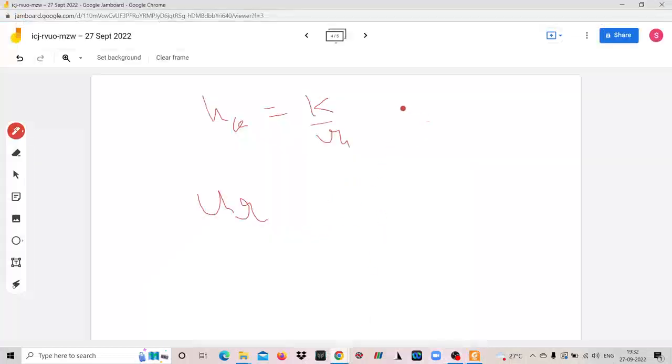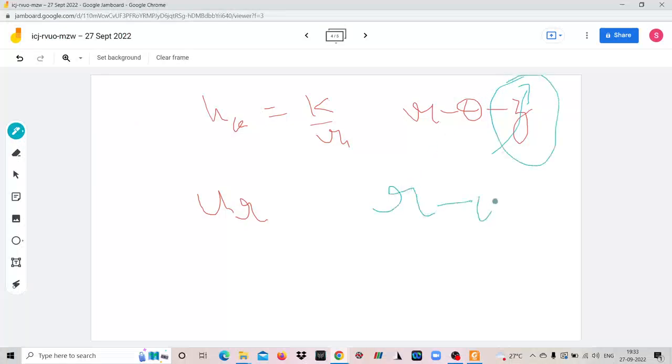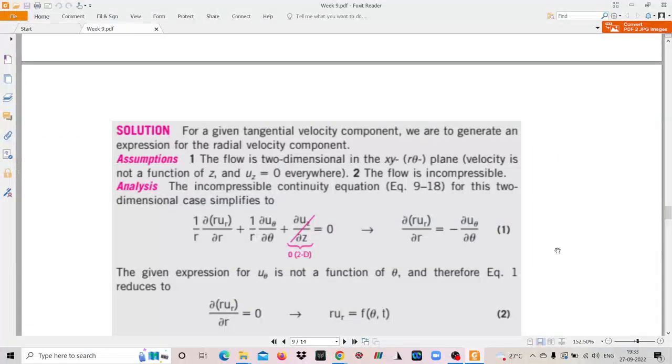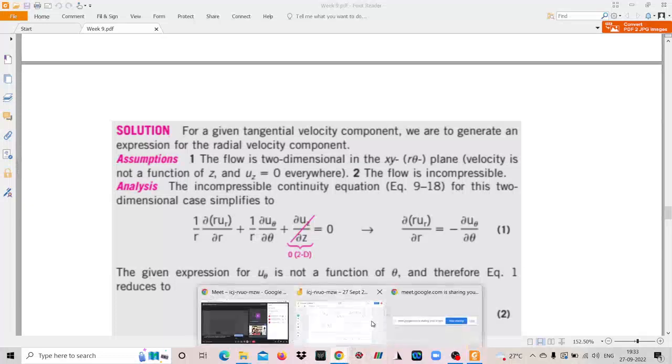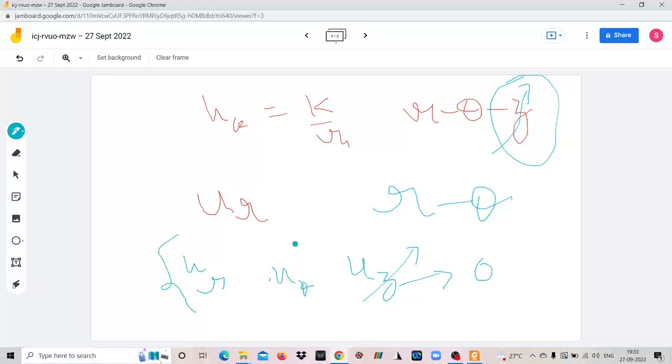Though in cylindrical coordinates it is r, theta and z, in the question it is given that the flow is two-dimensional, so we are neglecting the z coordinate. So it is only r and theta, equivalent to a polar coordinate system. In the r theta plane, velocity is not a function of z and u z is 0. Ideally there are three components, u r, u theta and u z, but since u z is 0, the only things you need to determine are u r and u theta.